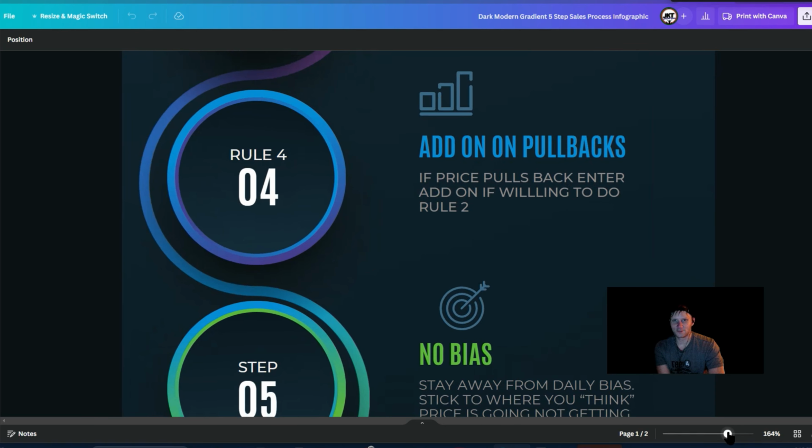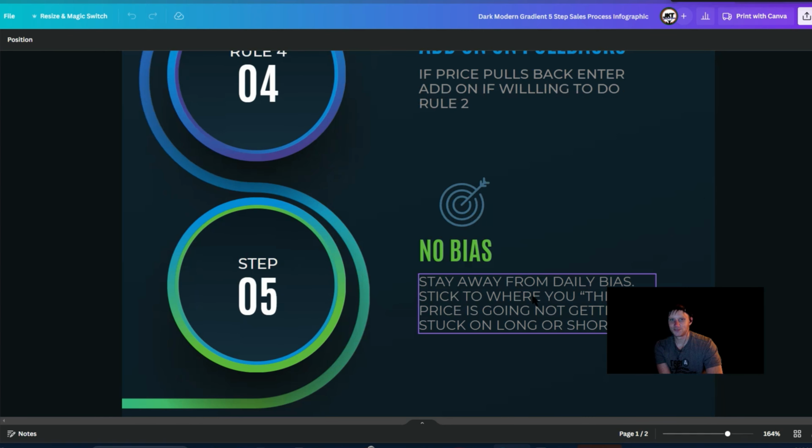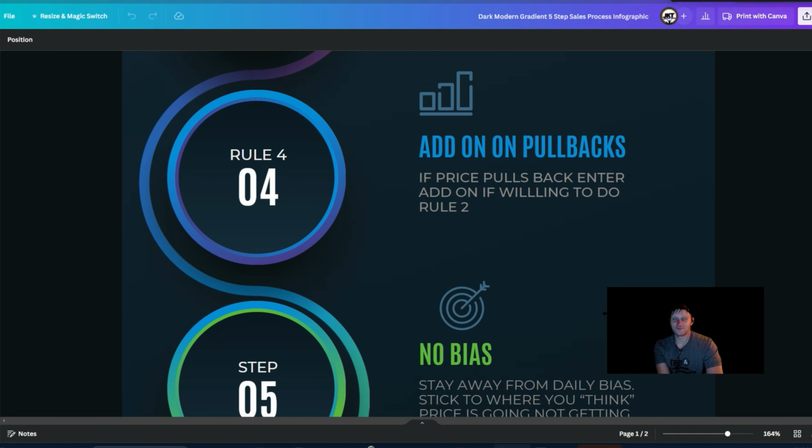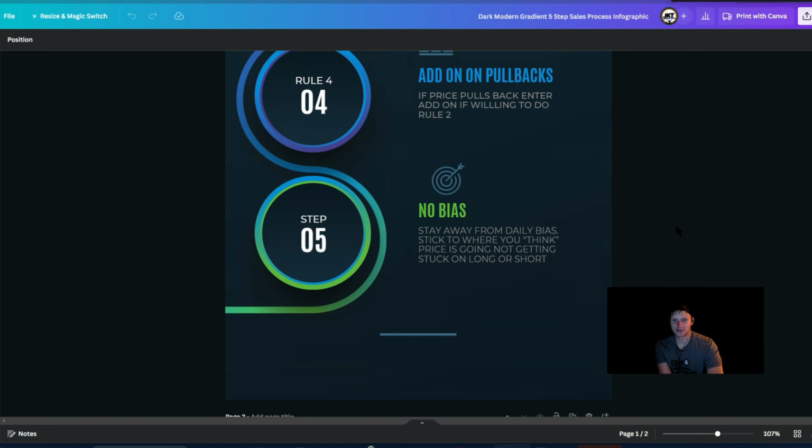All right, rule number 4, add on pullbacks. If price pulls back, enter and add on, if willing to do rule 2. So what was rule 2? Exit when wrong. So that one's pretty self-explanatory. Like if you're able to exit when the trade's going against you and you know you're wrong, then you can add on pullbacks.